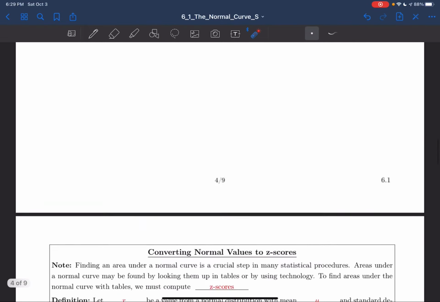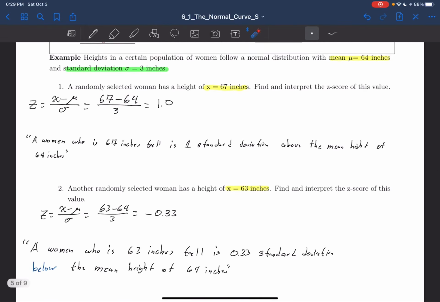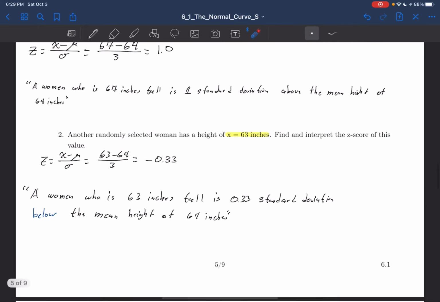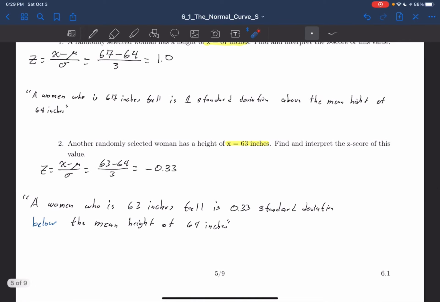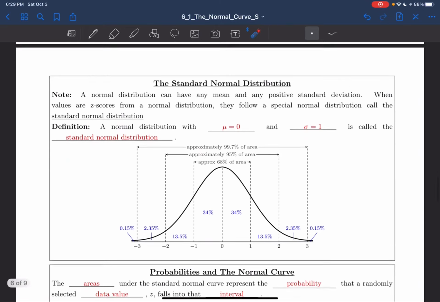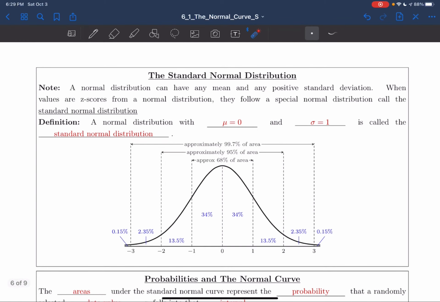What z-scores do is take values from any normal curve and map them to a normal curve with a mean of 0 and standard deviation of 1, which is also called the standard normal curve. And that's what we're going to talk about next. So here, the standard normal curve. A normal distribution can have any mean and any positive standard deviation, like I mentioned before. When values are z-scored from a normal distribution, they follow a special normal distribution called the standard normal distribution.